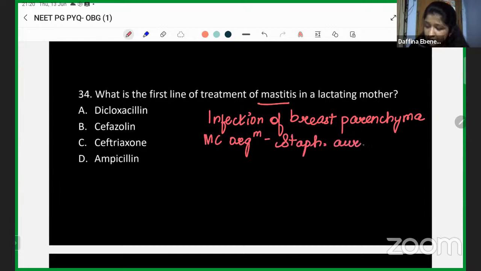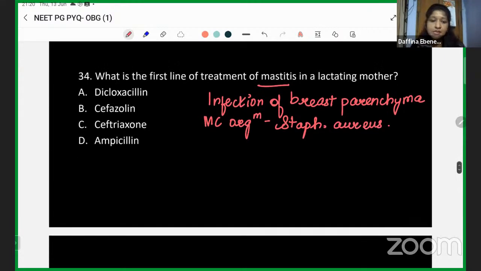Staphylococcus aureus. The most common organism is Staphylococcus aureus. Okay. So how do they present? Any form of infection, fever, generalized tiredness will be there. Okay, localized breast tenderness, enlargement, swelling, warmth, purulent discharge can be present. Okay, as normal infection features can be present.